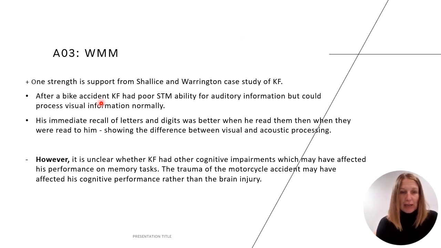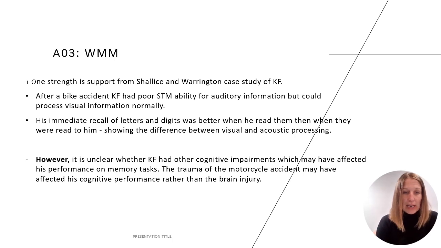He had a motorbike accident and he had poor short-term memory ability for auditory information, but he could process visual information normally. So his immediate recall of letters and digits was better when he read them than when they were read to him. So if he read them himself, he could hold that information and recall it, but if someone read it to him, he struggled to recall that information. So that was evidence to show the difference in visual and acoustic processing.